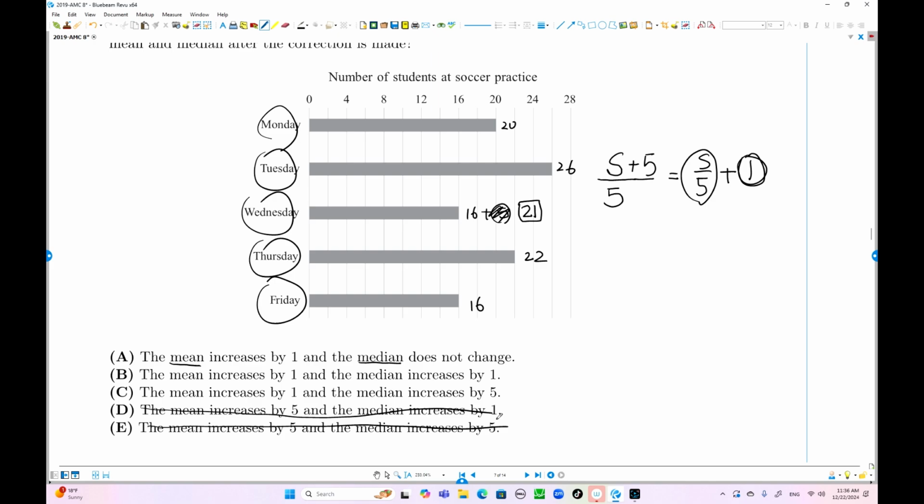Now take the median. What is the median number? We can write 16, 16, 20, 22, 26. 20 is the median, right? But now this 16 is 21 over here. This is the new median, the middle number, right? So increased by 1 again. So the mean increased by 1, also the median increased by 1 too, okay? Option B is the answer. Or you can find all the numbers and divide by 5.